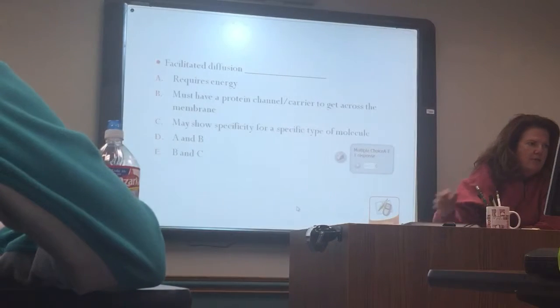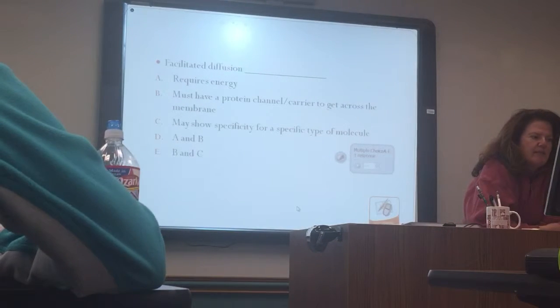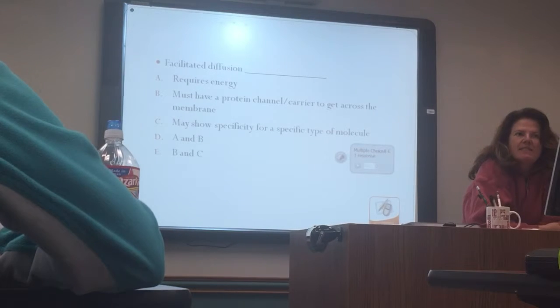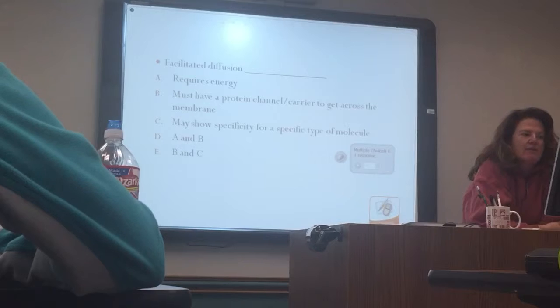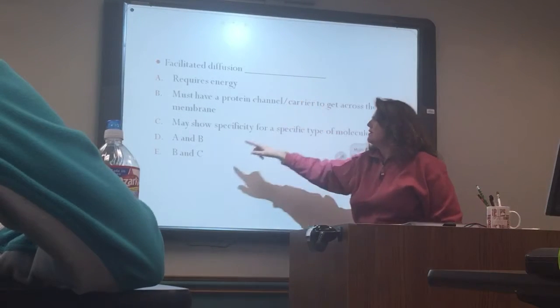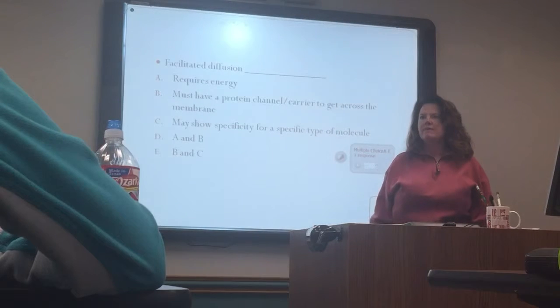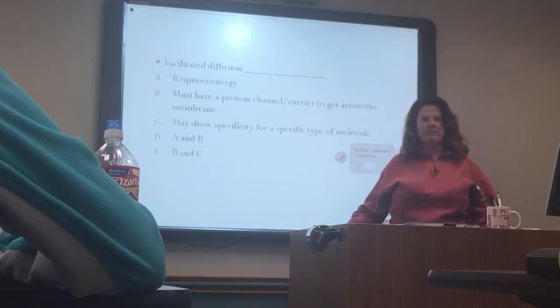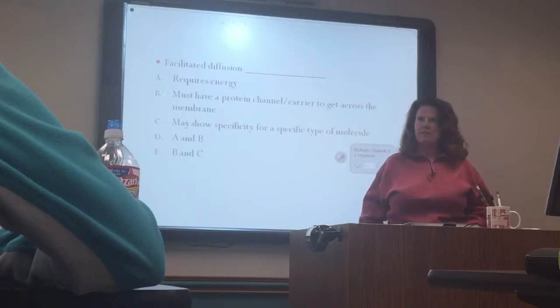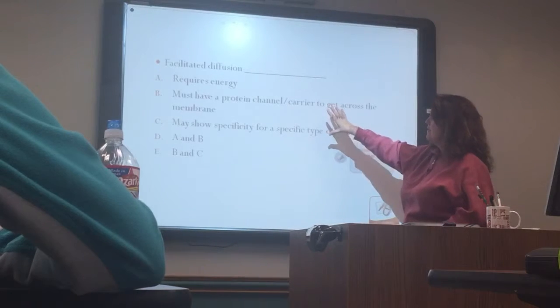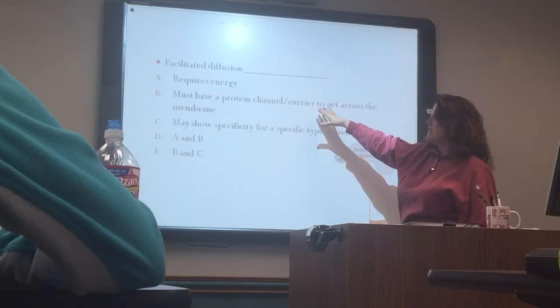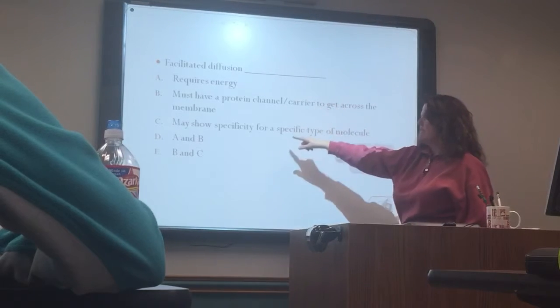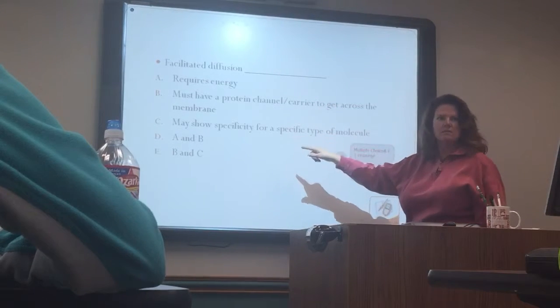Good. Nobody said A, but some people did pick D. Facilitated diffusion does not require energy. That's the only wrong answer on there. So A and D cannot be right, because facilitated diffusion is passive, no energy needed. But the other two are correct. So it's going to have help getting across the membrane in the form of a protein, and that protein can be specific as to what it brings across.